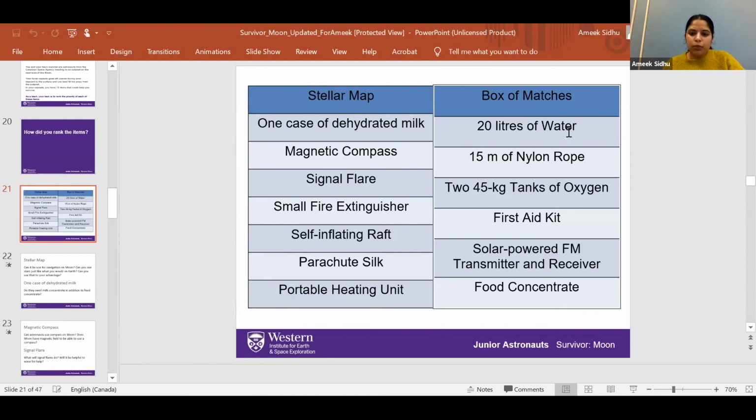Number 14 would be a magnetic compass. That's because the moon does not have a magnetic field in the same way as the Earth. On Earth, we can use the magnetic compass to navigate, but on the moon, it wouldn't be very useful. So it's ranked very low, number 14. And the last one would be the box of matches. That's because it's completely useless, because the atmosphere of the moon doesn't have enough oxygen to begin with, so they wouldn't need a box of matches.